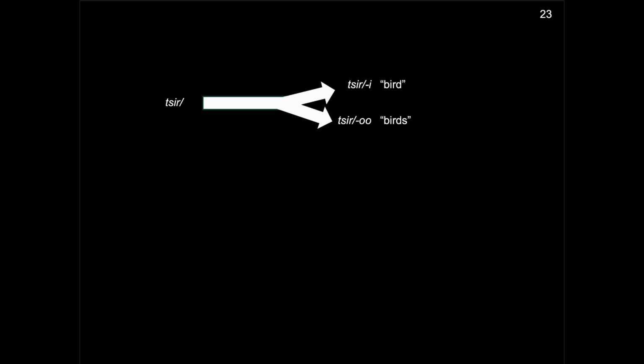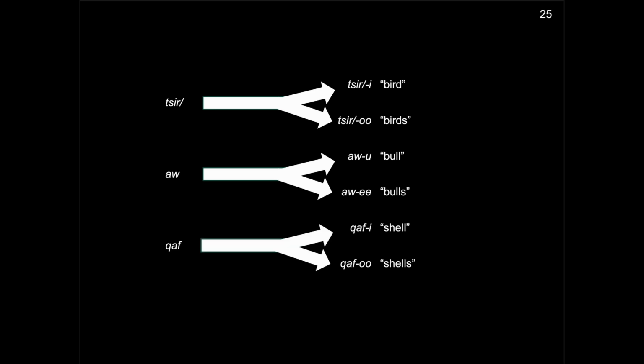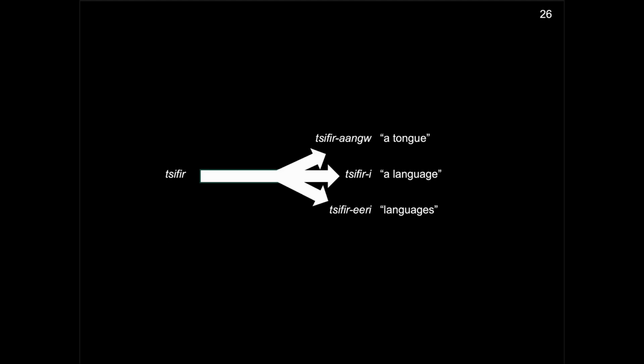So in this case, the root tsir takes a suffix e, and the resultant meaning is bird, tsir'i. The same root, tsir, when taking the suffix o, forms tsir'u, meaning birds. The same process applies for all other roots. The root au takes the suffix u to form bull, au, and the suffix a to form bulls, awe. And the root qaf takes the suffix e to form shell, qafi, and the suffix o to form shells, qafo.